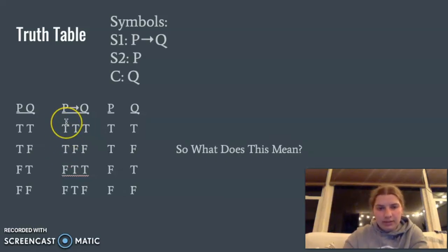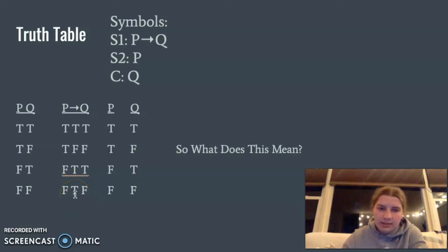So in the first row, we have true and true, meaning it's true. In row 2, we have true and false, which is the situation I just described where it will be false. So the conditional is false. Then we have false and true, which is true, and then false and false, which is also true.